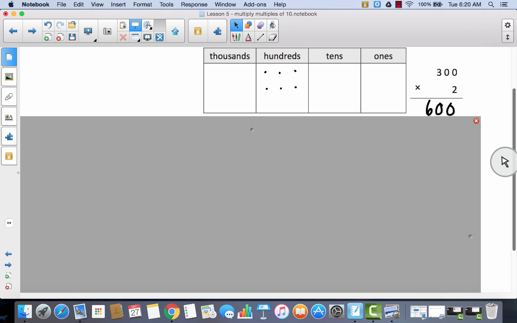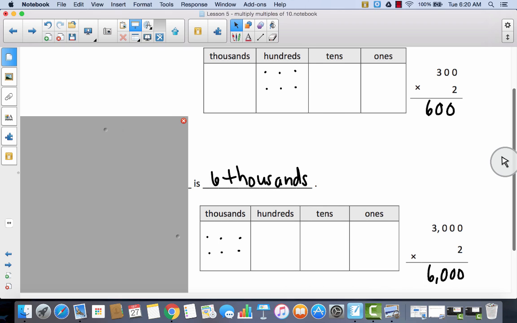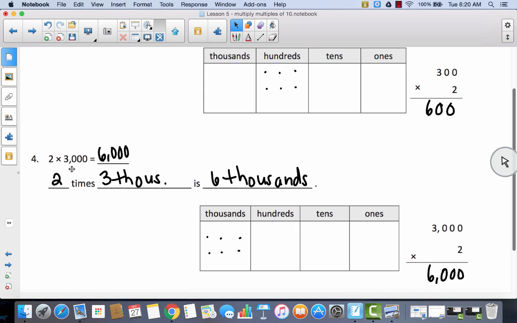All right, so let's take a look at the last one. So this time we had 2 times 3,000. So I've got 3,000s 2 times, which is equal to 6,000s. So 2 times 3,000 equals 6,000s. 2 times 3,000s is 6,000s. All right, let's keep going.